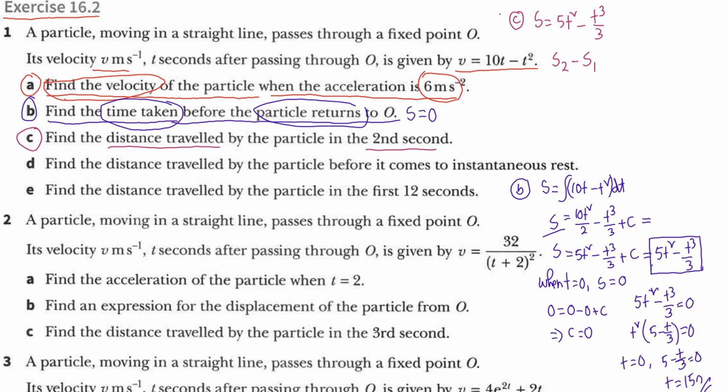If we subtract one from the other, then we would definitely get the distance traveled by the particle in the second. So let me put the value of t, we can put 2, which is 5 into 2 square minus 2 to the power 3 by 3. So this is s2 minus s1, 5 into 1 square minus 1 cube divided by 3. So the first second and the second second distance is here.